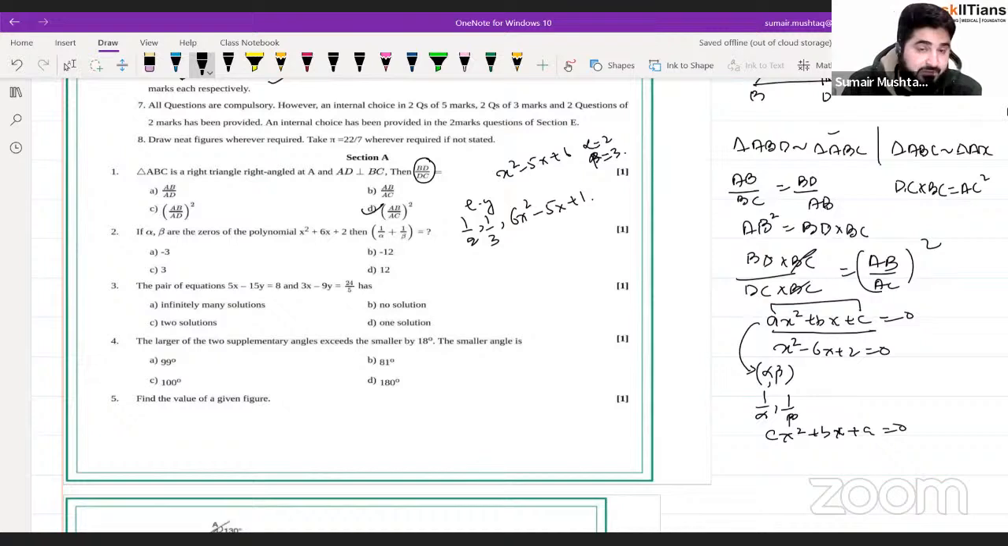No need to find alpha plus beta, or 1 by alpha plus 1 by beta. So what will be its equation? It will be 2x square plus 6x plus 1 is equal to 0. So the sum of the roots, since the roots are 1 by alpha, 1 by beta, will be minus b by a. That's equal to minus 3, which is the correct option. That's option number A. Is that thing clear?